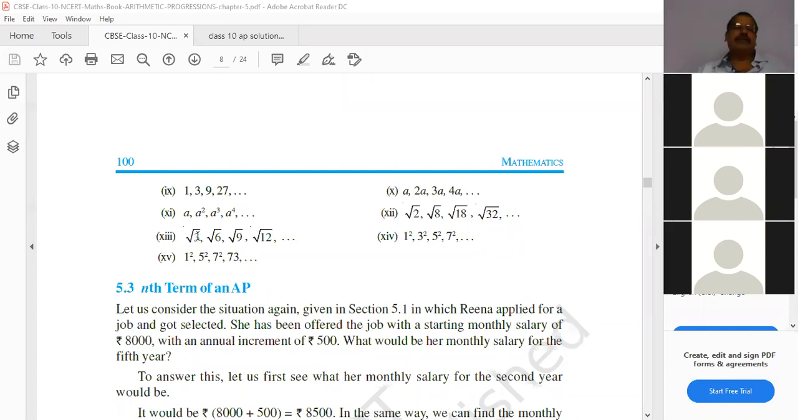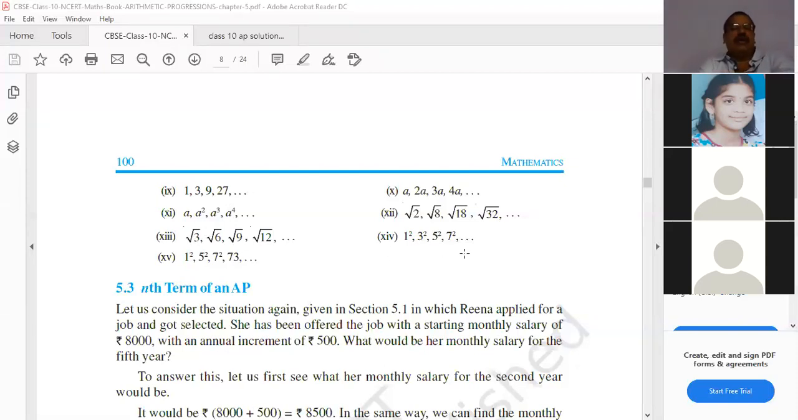Now the 13th one. Root 3, root 6, root 9, root 12. No, sir, it is not in AP. Good. Root 3 into root 6 means root of 3 into 2, into root 2. This one, root 9, means 3. This one, root 12, means 2 root 3. So the series root 3, root 6, 3, 2 root 3 is not in AP. And now coming to here.